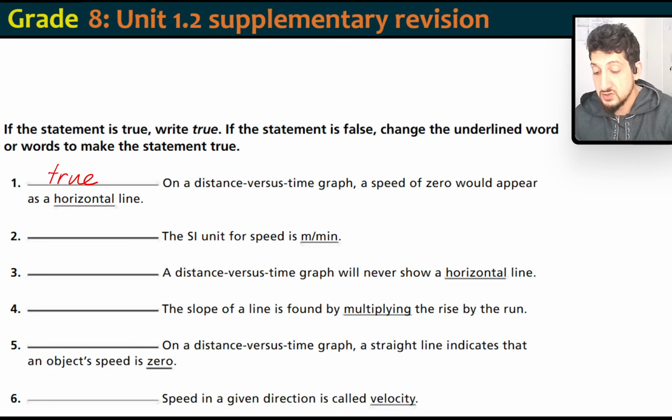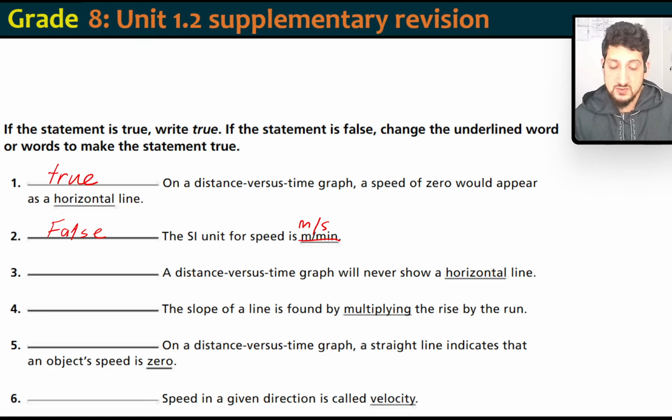The SI unit for speed is meters per minute. Not true. The SI unit for speed is actually meters per second. So this one is false. However, meters per minute is a unit of speed.